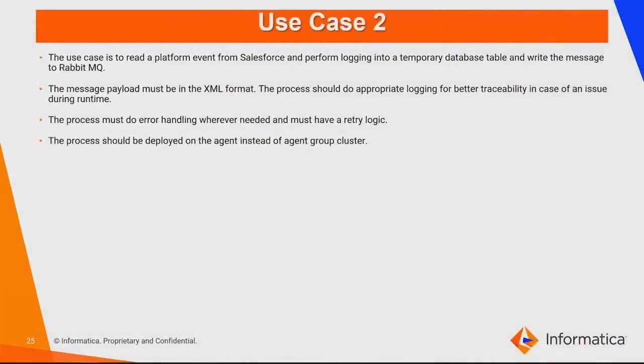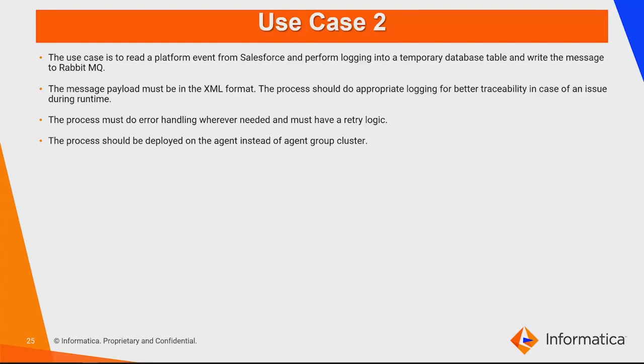Use case 2. The use case 2 is to read a platform event from Salesforce and perform logging into a temporary database and write the message to RabbitMQ so that the downstream application can consume. The message must be in XML format, and the process should do appropriate logging for better traceability in case of an issue during runtime. The process must do error handling wherever needed and also must have a retry logic in it. The process should be deployed on the agent instead of an agent group.